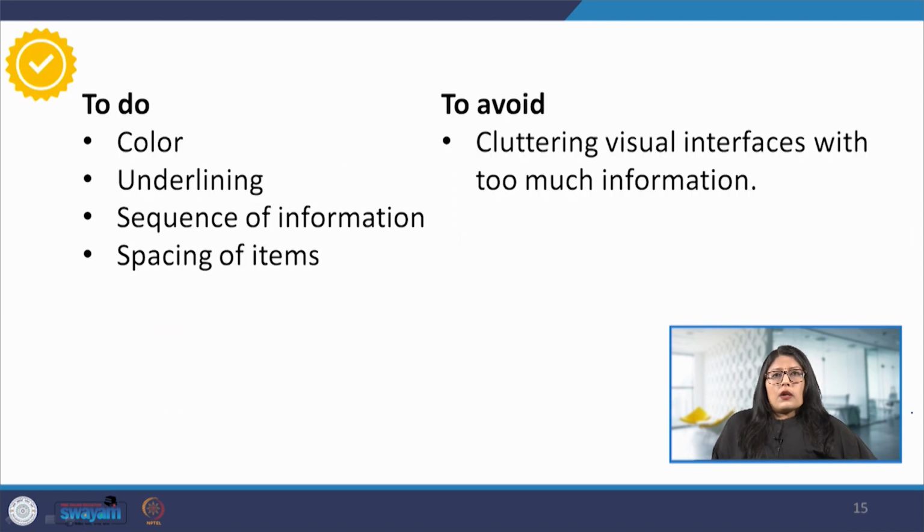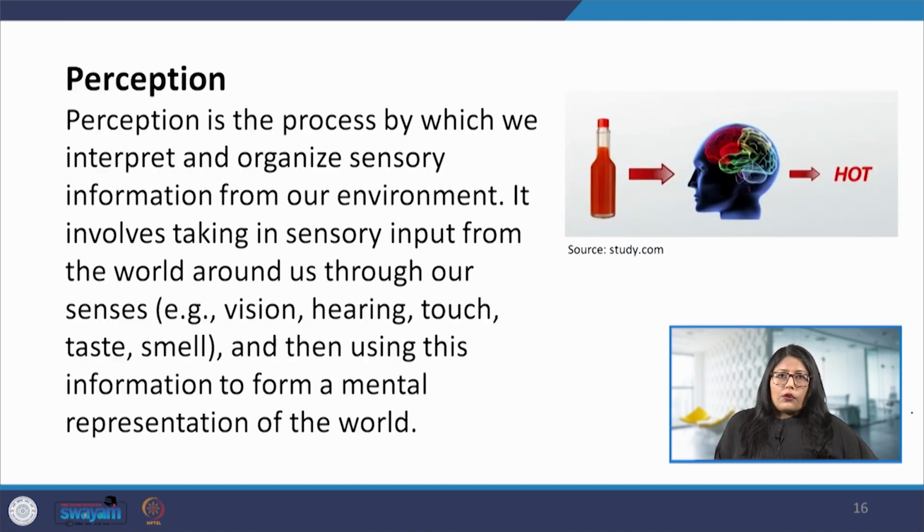on the given task. And what is to be avoided at the same time is that we should not clutter the visual interface. Even adding too much color or underlining too much will actually take away from our intention, which is for the user to pay more attention. So even the to-do list needs to be carefully executed in order to get the desired result that we are looking for. Now next is perception.